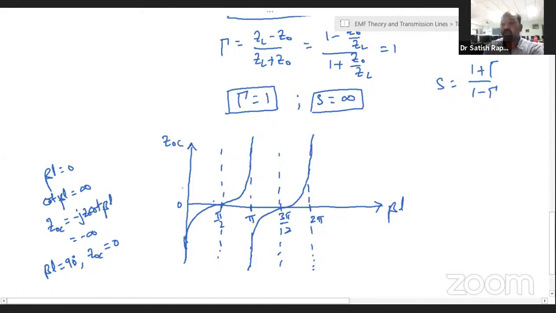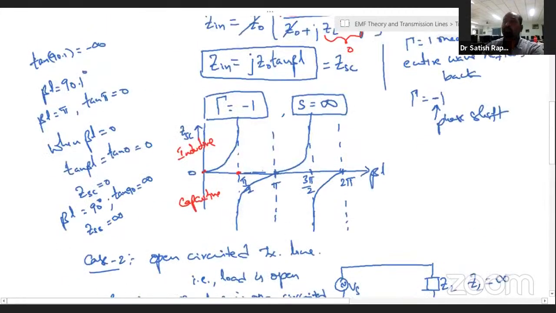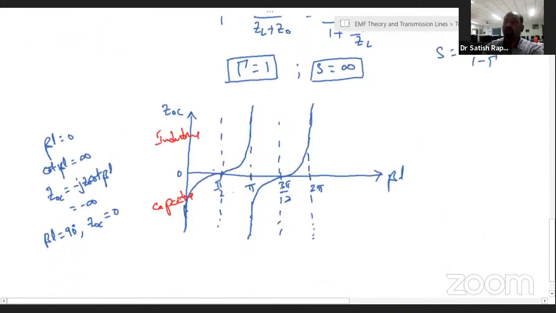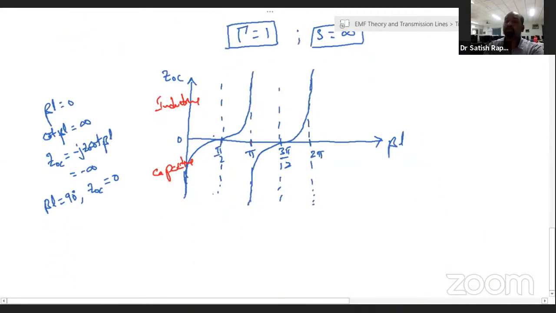So exactly opposite. From 0 to 90 degrees, sorry, it is capacitive, right? So in between 0 to pi by 2, it is capacitive, and in between 90 degrees and pi, it is inductive. So the waveform is exactly opposite to the one we have seen earlier. So this is about open circuited and short circuited transmission lines.